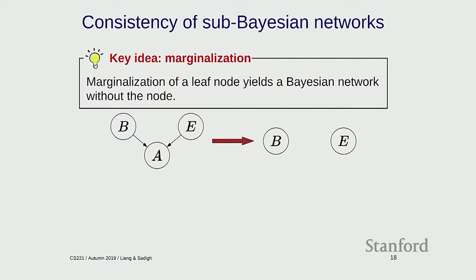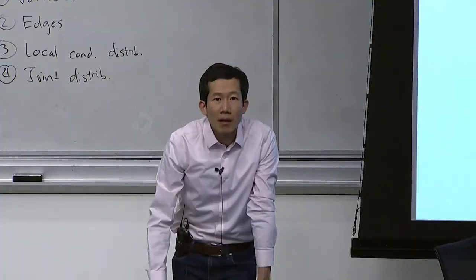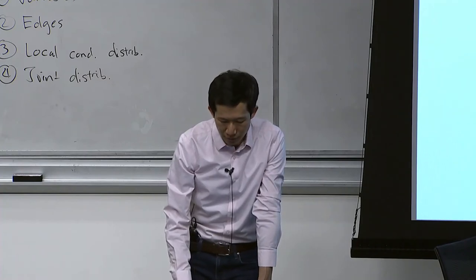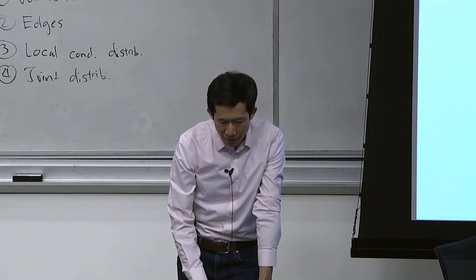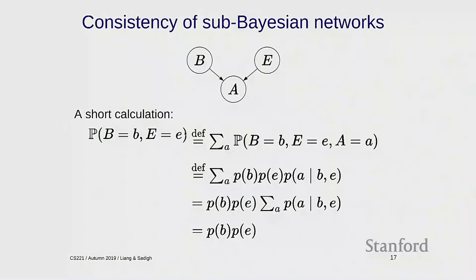Yeah? The first definition equals, it seems at least from a probability perspective, that's just from the axioms of probability, or is this Bayesian network specific? Yeah, so the question is, what about this first definition equals? What I mean here is by the laws of probability. So it's not technically a definition, it follows from the axioms of probability. Thanks.